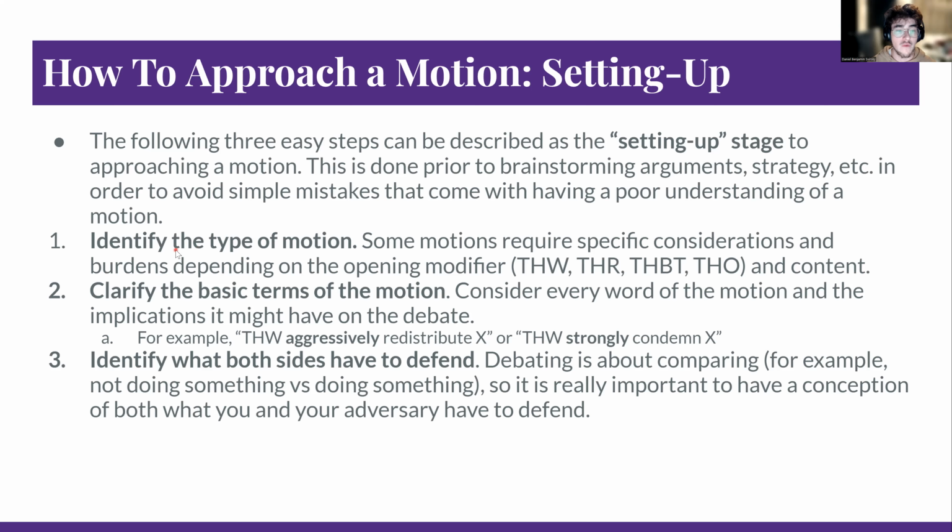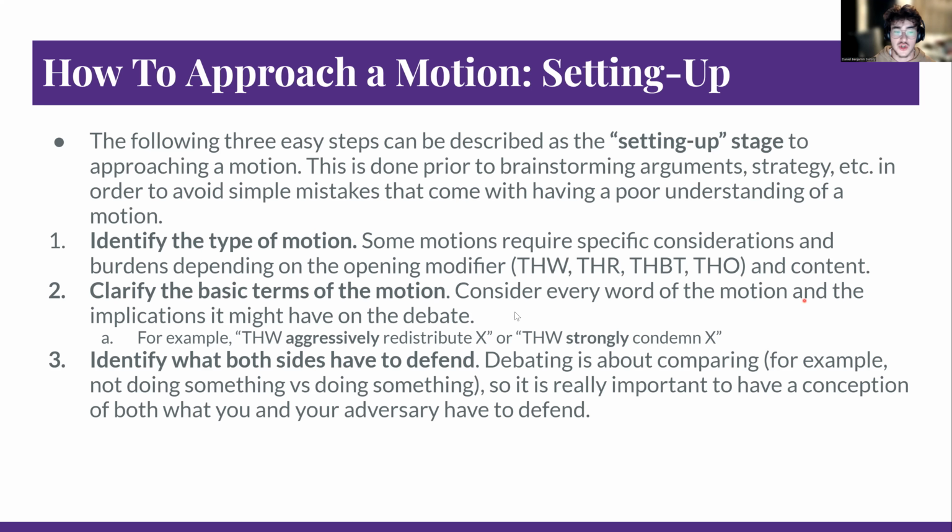So what are the 3 steps that we take to set a motion up? Firstly, identify the type of motion. As I mentioned earlier, some motions require specific considerations and approaches depending on the modifier or type of motion. Again, it could be THW, THR, THBT, THO, and also based on its content. Secondly, you want to clarify the basic terms of the motion.